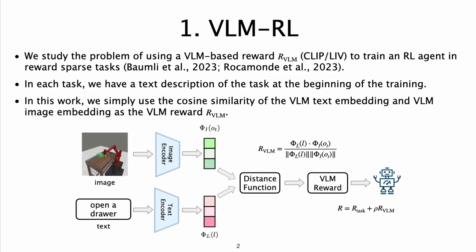In this work, we study the problem of using a VLM-based reward to train an RL agent in reward sparse tasks. The task reward is 1 when the RL agent reaches the goal, otherwise the reward is always 0. In each task, we are provided a language description of the task. In this work, we simply use the cosine similarity of the VLM text embedding and image embedding as the VLM reward.